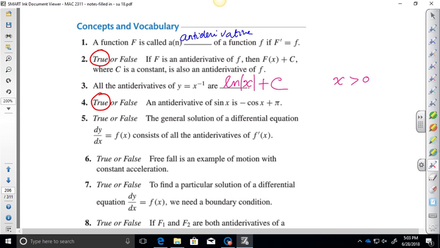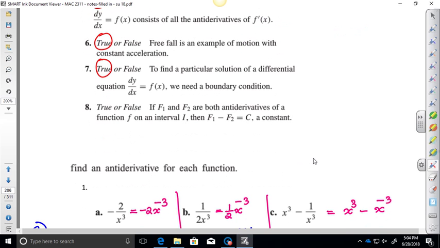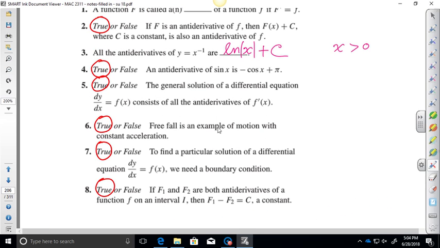True or false? The general solution of a differential equation consists of all antiderivatives. Yes, you integrate it. Free fall is an example of motion with a constant acceleration. Yes, free fall, the only acceleration is gravity. To find a particular solution, we need a boundary condition. Yes, that's true. If F1, F2 both are antiderivatives, then they differ by a constant. That's also true. So these are all true statements about antiderivatives.